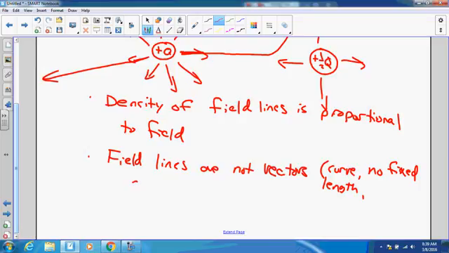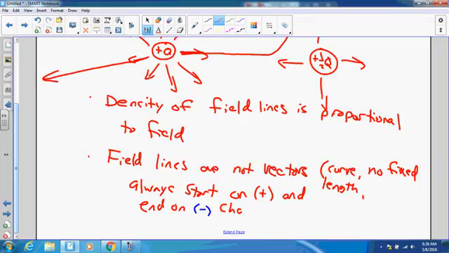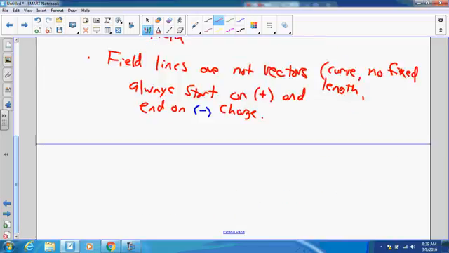So field lines are not vectors, they have no fixed length, and they always start on a positive charge and terminate, or end, on a negative charge. The field lines are not vectors in these ways, but the tangents to those field lines are vectors, and they are the field.